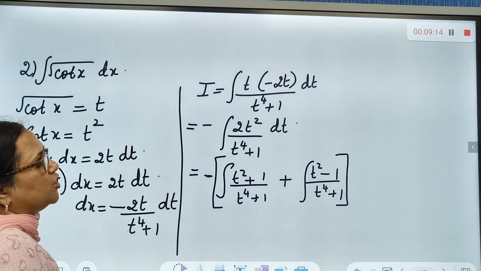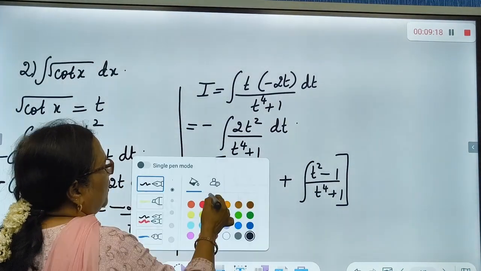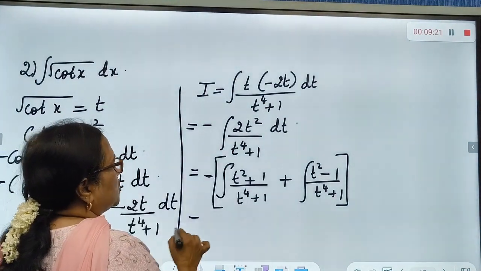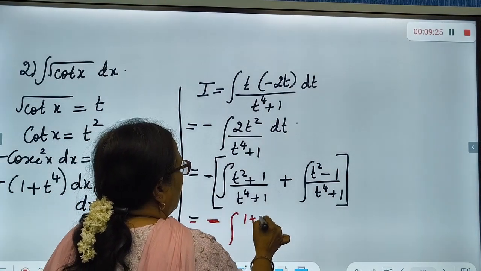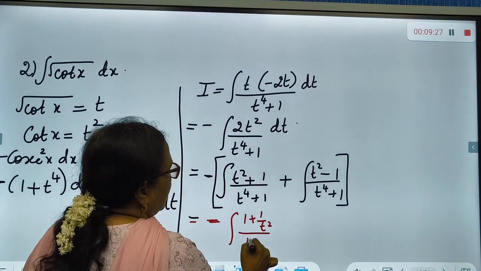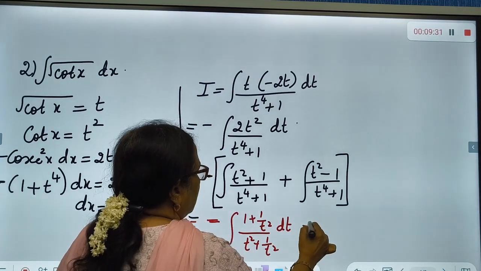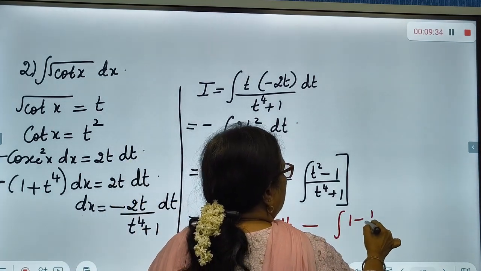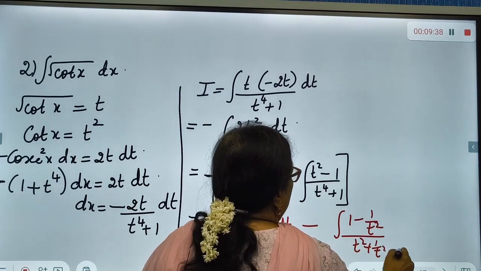So the same process can be used. What was the process? We divided by t square. So this will be minus integral of 1 plus 1 by t square by t square plus 1 by t square, minus integral of 1 minus 1 by t square by t square plus 1 by t square.